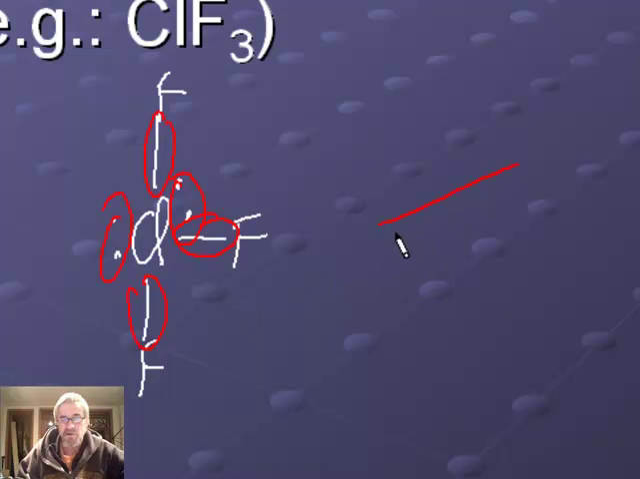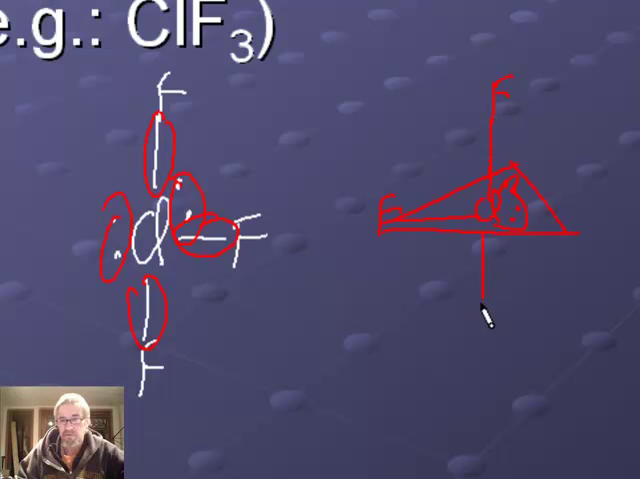So I'll sketch that out. Here's my chlorine in the center. And we've already figured out now that the equator is where there's more room for lone pairs. So that's where they're going to go. One of the lone pairs will be there. One of the lone pairs will be there. And then there'll be a bond to a fluorine there. And then the axial bonds will both be to fluorines.